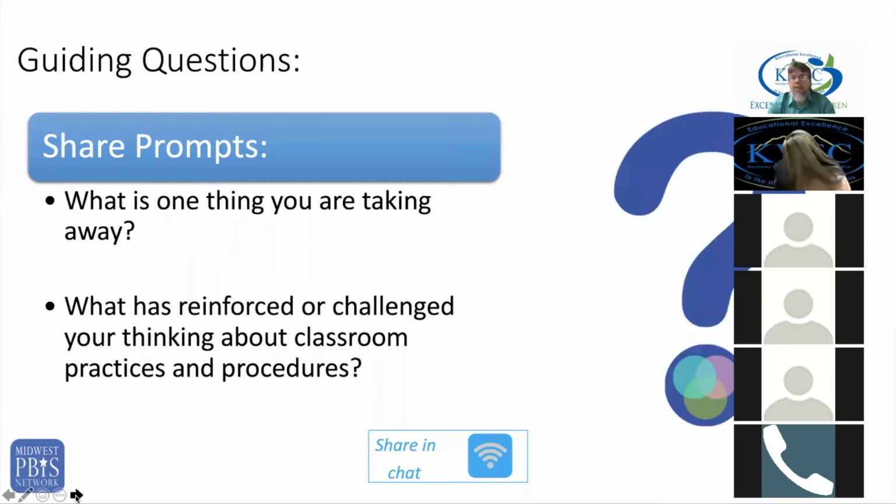A couple of things that I want you to think about while we're going through our presentation: what's one thing that we're going to take away from this presentation? Write down one thing that you may be able to implement into your classroom or school environment. And what's reinforced or challenged your thinking about a classroom practice or procedure that we will be talking about.